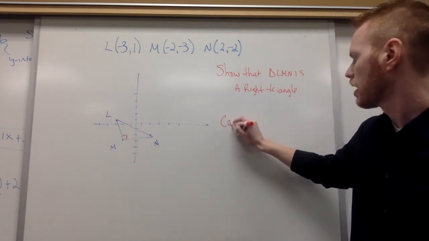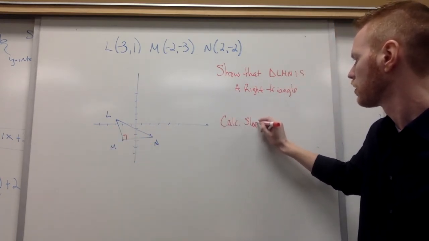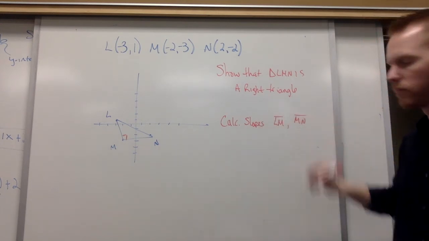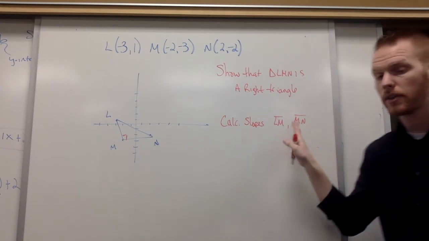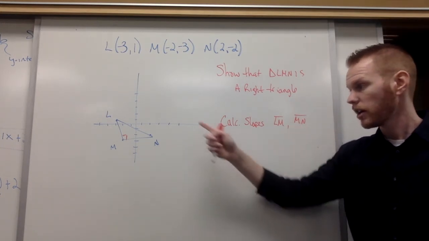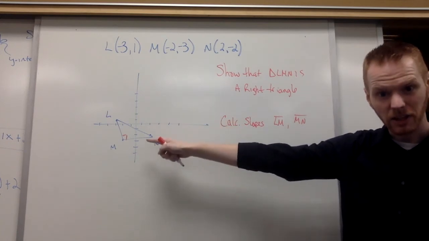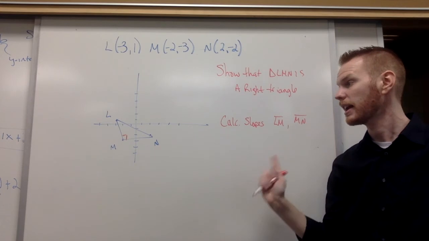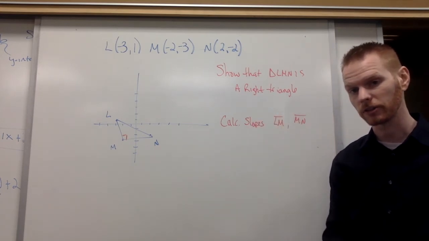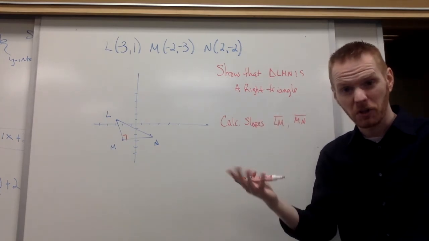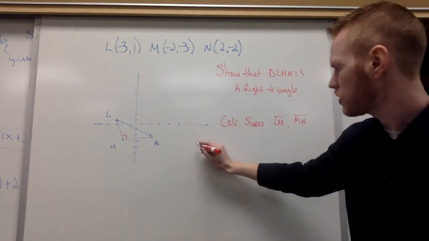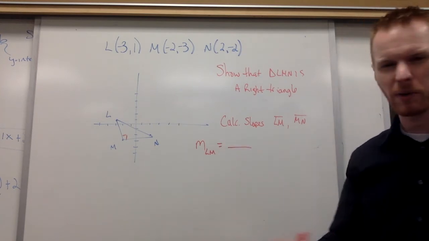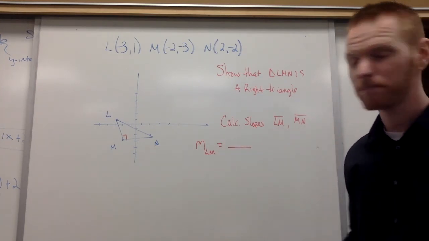Here's my approach. I'm going to calculate the slopes for line LM and MN. Okay? If they're opposite reciprocals of each other, they're perpendicular, that's a 90-degree angle, therefore this is a right triangle. If it doesn't, then I know for a fact that this is not a right triangle. Okay? Let's go ahead and do that. I'm going to use just a small notation. M's for slope, right? And then LM, I'll put as a subscript. That way it's easier to see what slope I'm looking at.